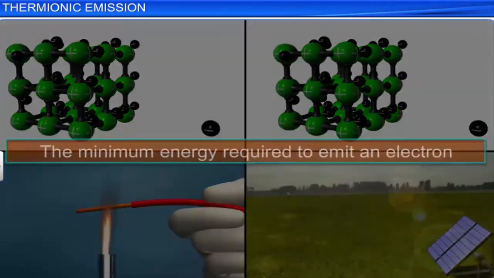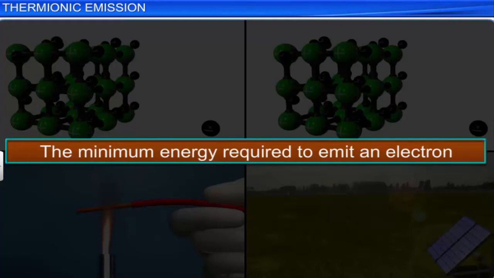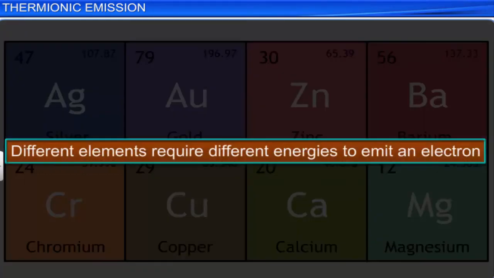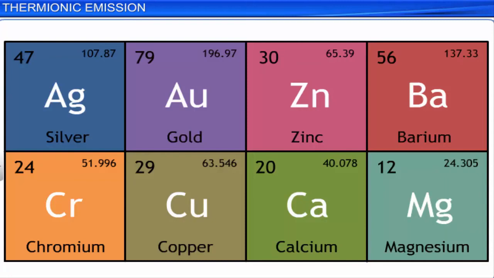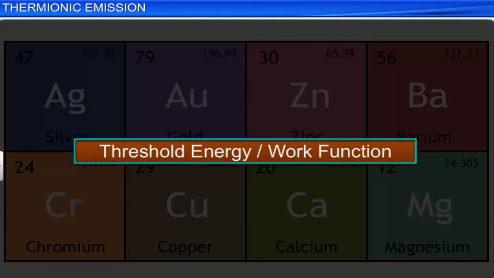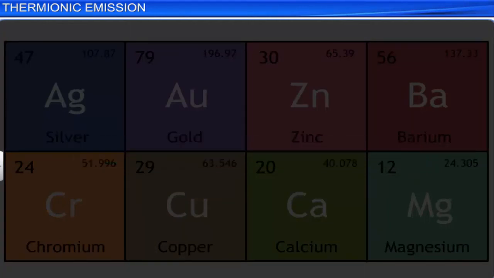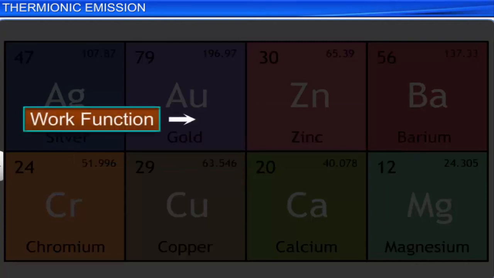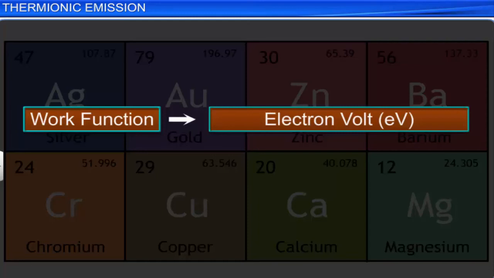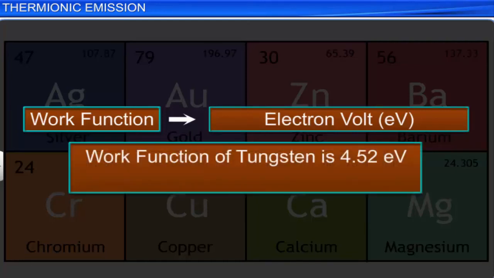Let's now see what the minimum energy required to emit an electron is. Different elements require different energies to emit an electron. The minimum amount of heat energy required to emit an electron from a metallic surface is called threshold energy or work function. Usually, work function is expressed in electron volt, eV. For example, the work function of tungsten is 4.52 electron volt, and 1 eV is equal to 1.6 into 10 raised to the power minus 19 joules.